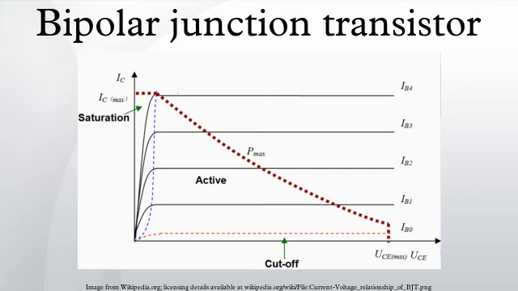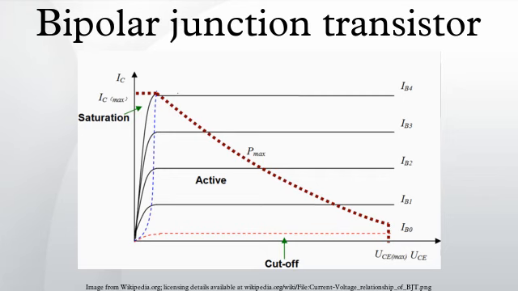A bipolar junction transistor is a type of transistor that relies on the contact of two types of semiconductor for its operation. BJTs can be used as amplifiers, switches, or in oscillators. BJTs can be found either as individual discrete components, or in large numbers as parts of integrated circuits.